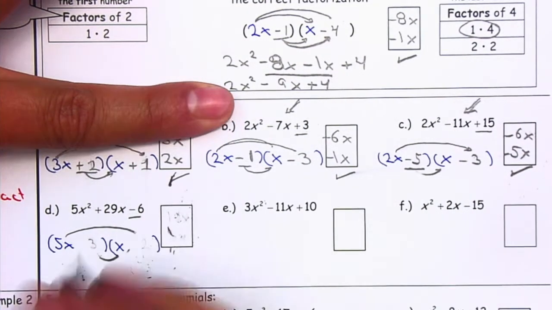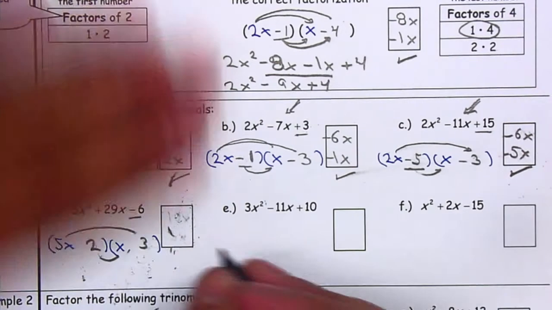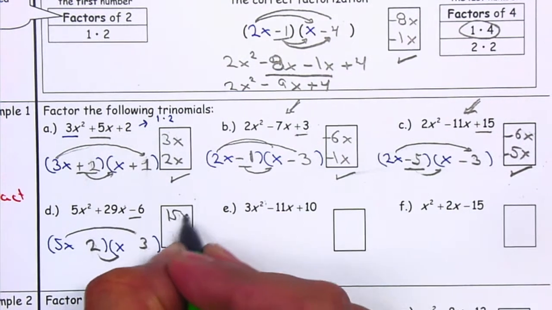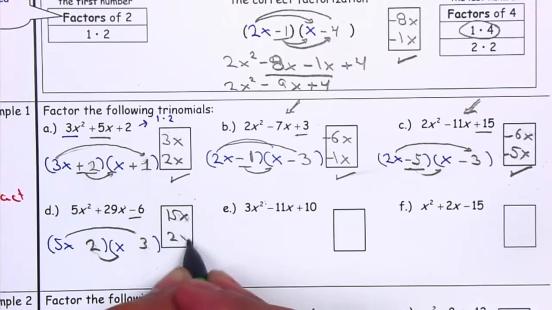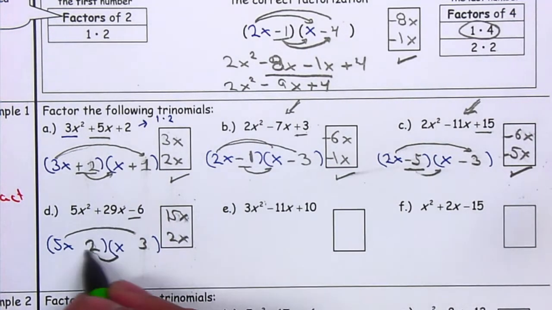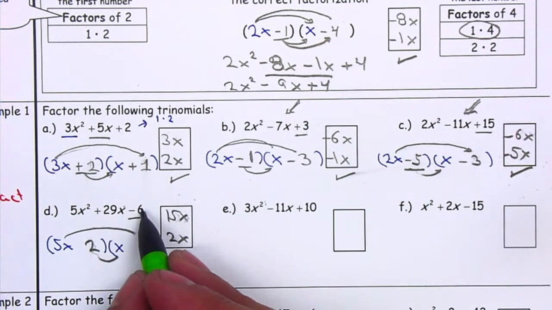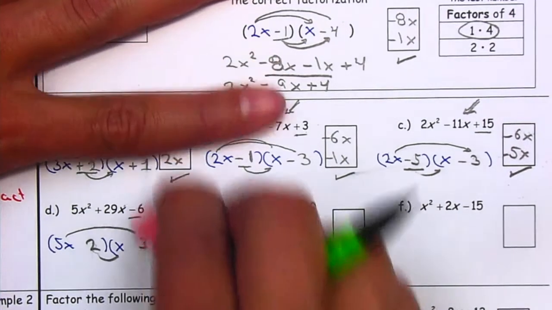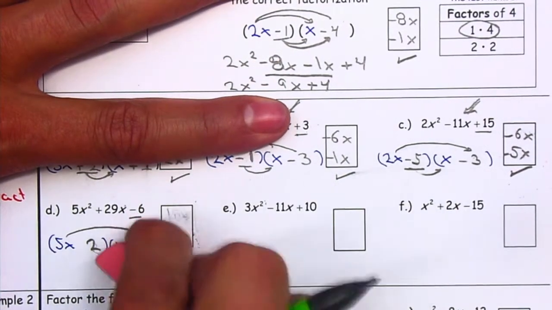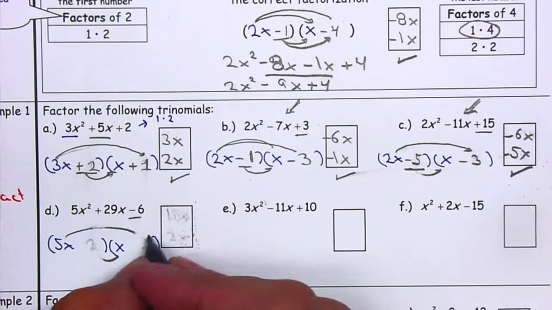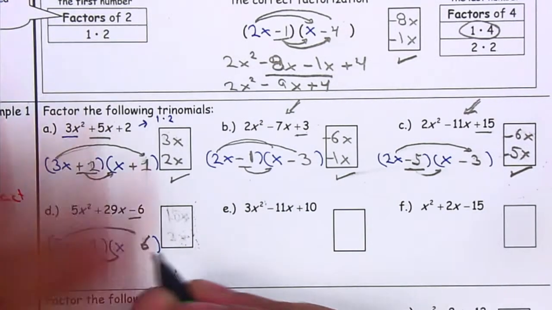I'll place my 2 here and my 3 here. That will give me 15x. 2 times x will give me 2x. If I subtract them, does it give me 29? No. So the 2 and the 3 does not work. What are the factors of 6? I'm going to use 6 and 1. I'll place my 6 here and my 1 here.